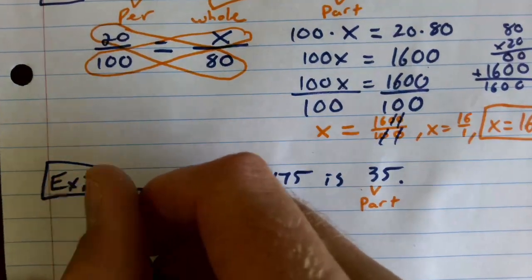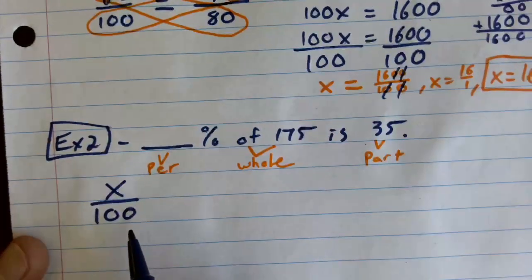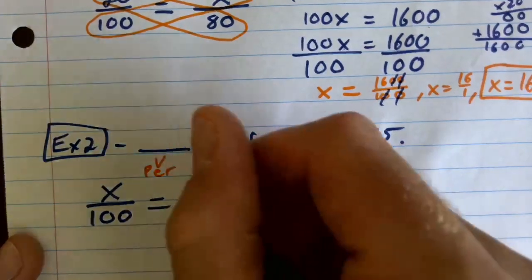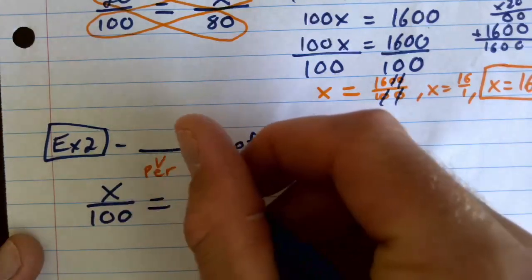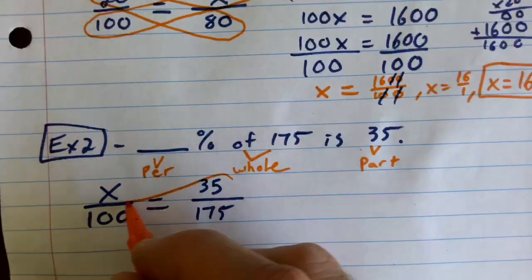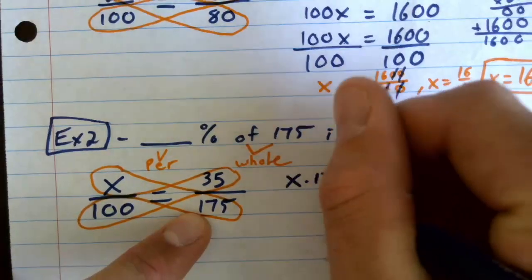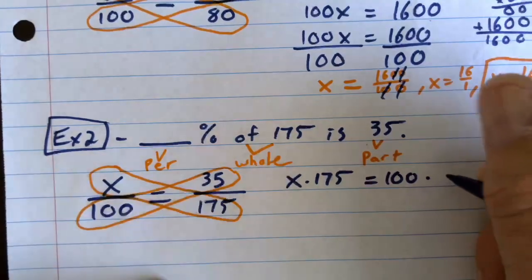Well, we know we have our percent, which is x over 100. We know all percents are out of 100. And that equals your whole over part. So we know our whole is 175 and our part is 35. So step 1 is finished. Step 2 is cross multiply. This is cool. So just go and draw your x and you just multiply. So x times 175 is equal to 100 times 35.